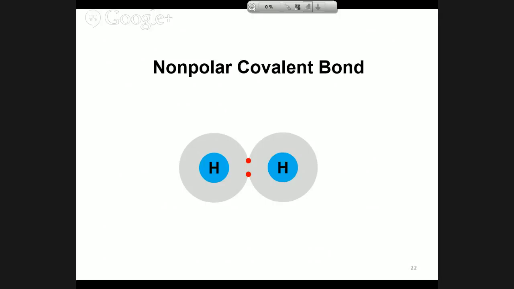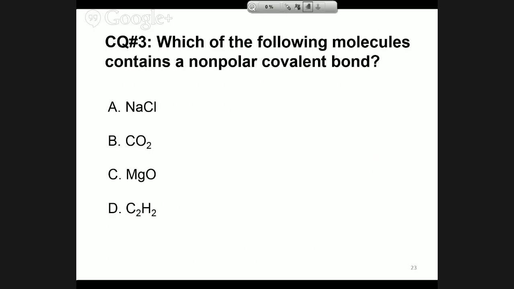Okay, and the two red dots are just representing that there's a pair of electrons, one from either hydrogen, that are being shared. Since we're talking about this value electronegativity, which is a property of every element, every atom, two atoms of the same element are going to have the same electronegativity. So when those two bond together, they're going to equally share those electrons, which is what we call a nonpolar covalent bond. So here's another question.